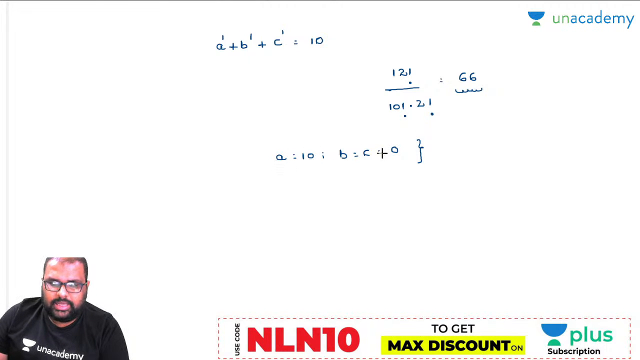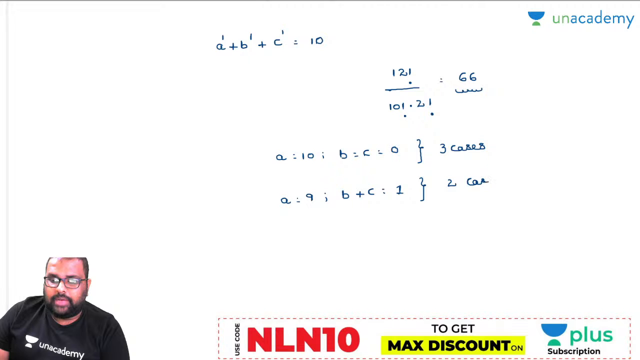Same case, A is equal to C is equal to 0, B is equal to 10. Am I right? A is equal to B is equal to 0, C is equal to 10. So how many cases will you get? 3 cases there. And again, any more cases? Yes, A is equal to 9, right? B plus C is equal to 1. So how many cases do we get there? Same 2 cases. Am I right or wrong?